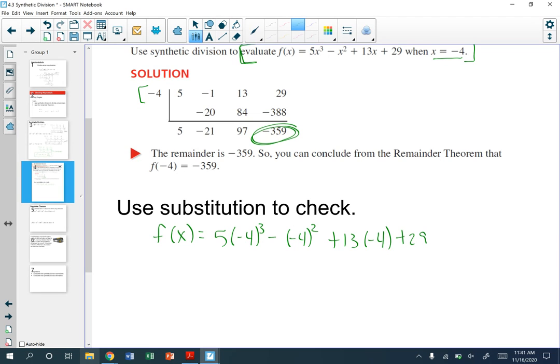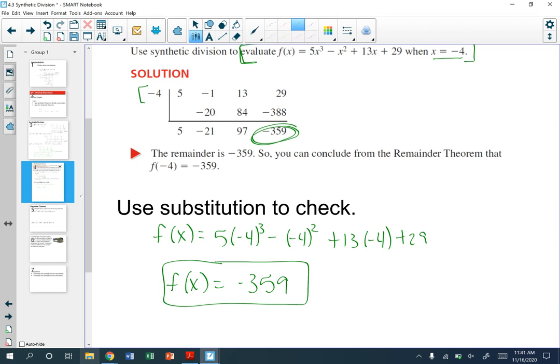Minus -4 squared plus 13 times -4 plus 29. And I do get -359, if we made sure we did all of our parentheses correctly.